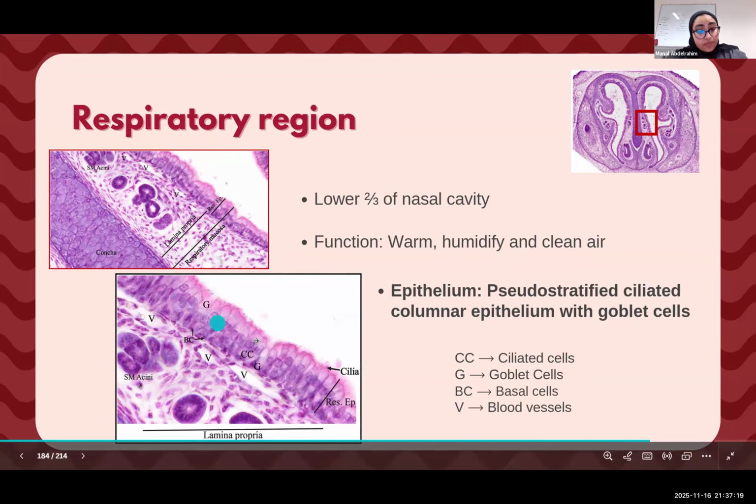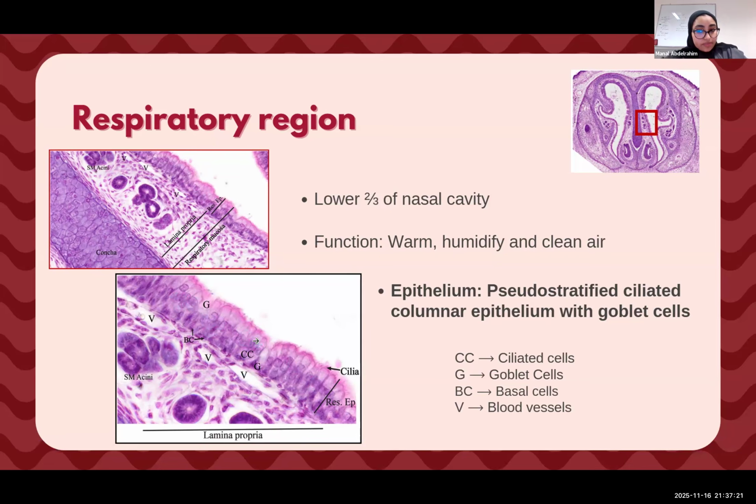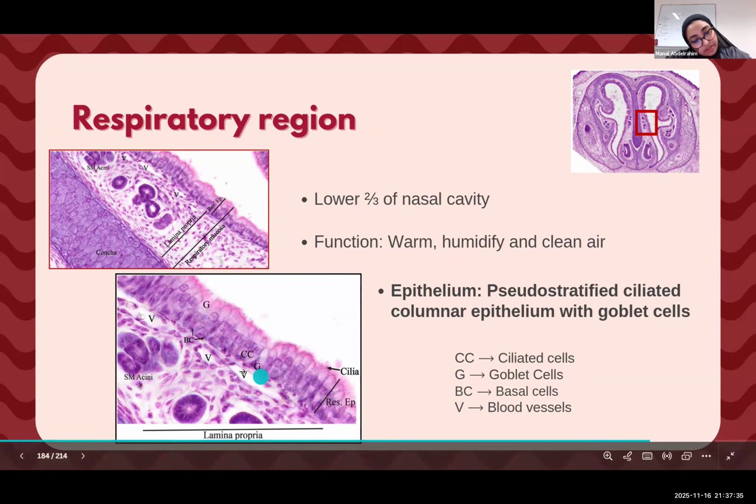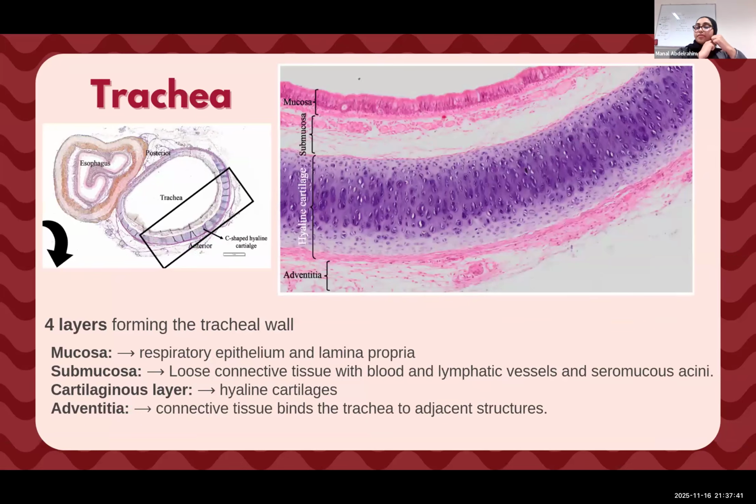You can see the epithelium here. It's pseudostratified columnar and ciliated, and it has goblet cells. Olfactory region did not have goblet cells. This has goblet cells. And we can see the cilia here. We can see the goblet cells. The goblet cells are going to be secreting mucus. We can see the basal cells. We can see some blood vessels. Well, yeah. This is clear? This is the nasal cavity. Yes. And now we'll move on to the trachea.